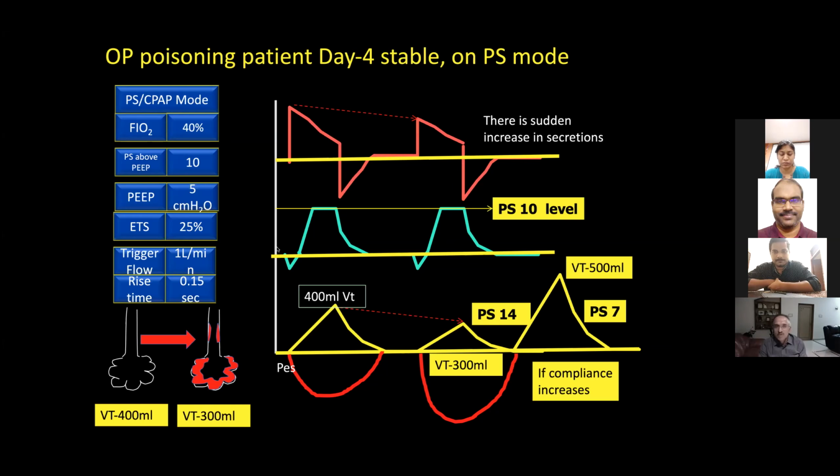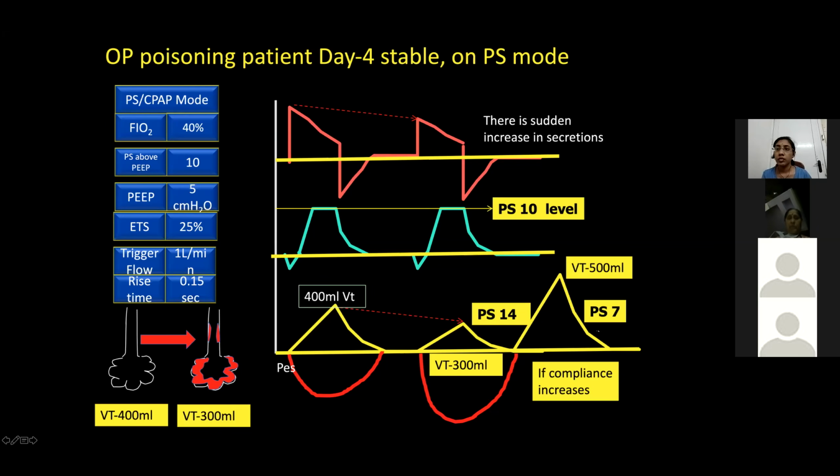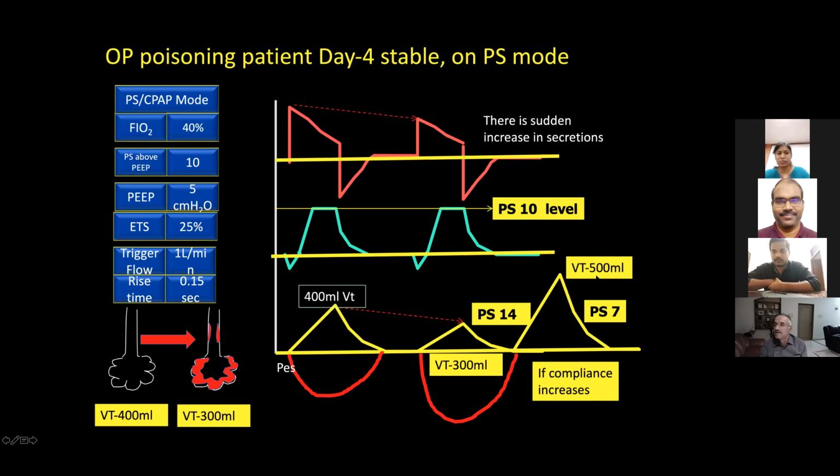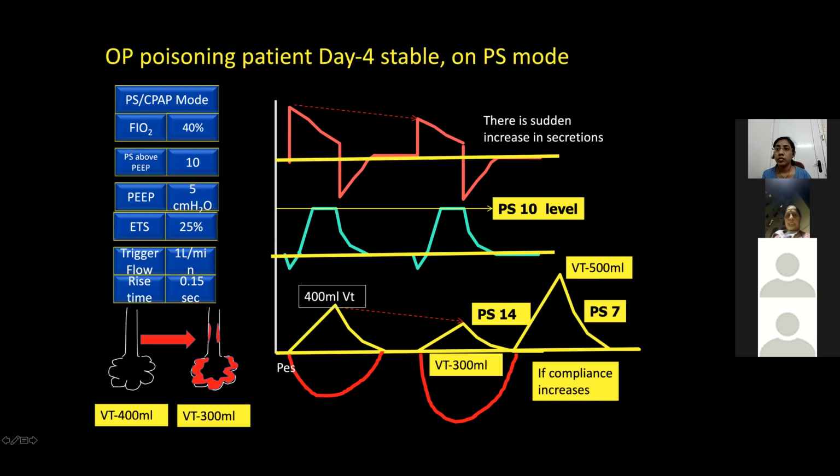In a basic mode, once you keep a pressure support of 10, whatever the tidal volume, if the compliance increases, if the lung was like this and becomes good, the tidal volume may go up to 500, where we have to decrease the pressure support. It doesn't happen. You have to go see and do that. In the newer modes, this happens. You understood? That is the better part of newer modes.